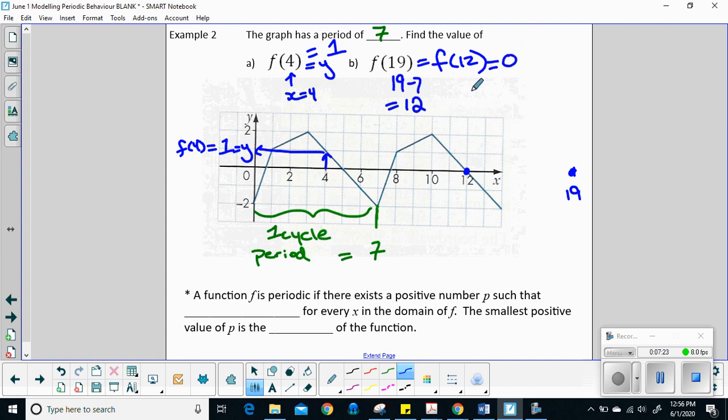Huh. Okay, let's try that again and just make sure. So what's 12 minus 7? Well, that's 5. Back up 7 here. Oh, look, it's also equal to 0. Oh, cool. So function f is periodic if there exists a positive number p such that f of x equals f of x plus p for every x in the domain of f. So the smallest possible value of p is the period. That's just a mathy way of saying that this value is going to be the same when I add the period, plus the period, plus the period, and keep working my way across.